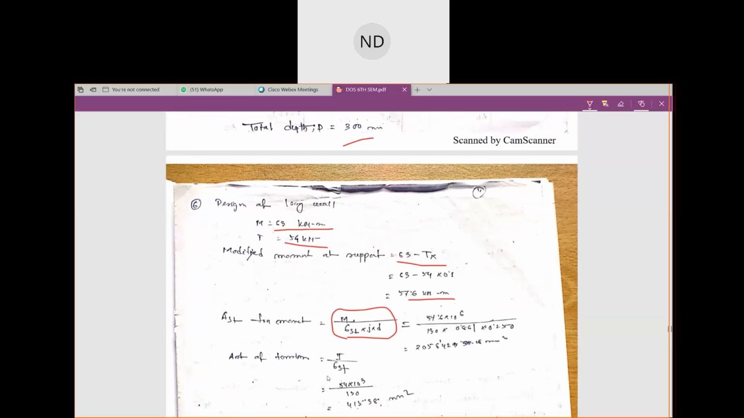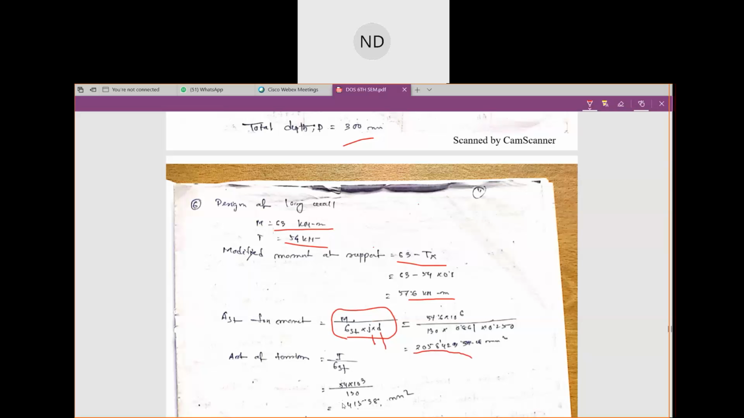We had already noted down sigma st and sigma cbc. So now for the area of steel for moment we require M by sigma st into j into d, where M is 57.6, sigma st is 130, and j we had calculated when we noted down the sigma st and sigma cbc values from the table. We have also calculated j and d. So the area of steel for moment we have got to be 2058.42. And now the area of steel for tension is given by sigma st.